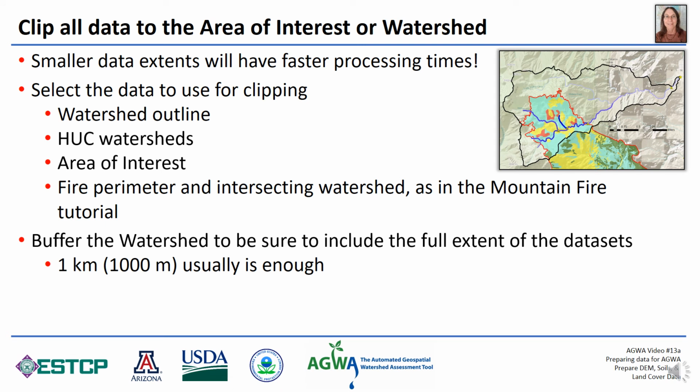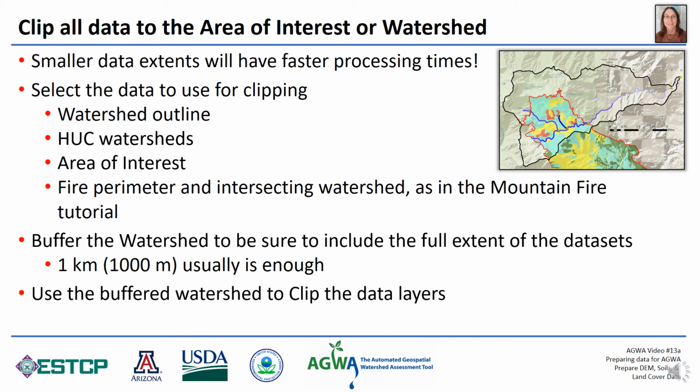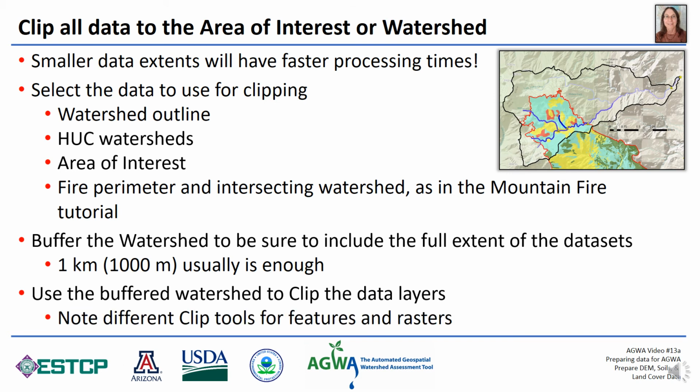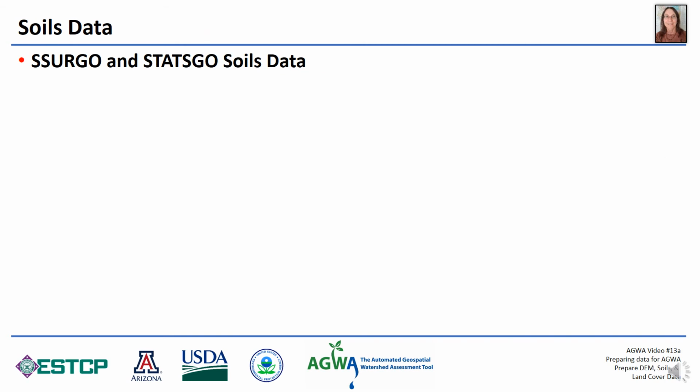It's a good idea to buffer your watershed to at least 1 kilometer or 1,000 meters to be sure to include the entire extent of your area of interest. Then use this buffered watershed to clip the data. Note that there are different clip tools for features and rasters.